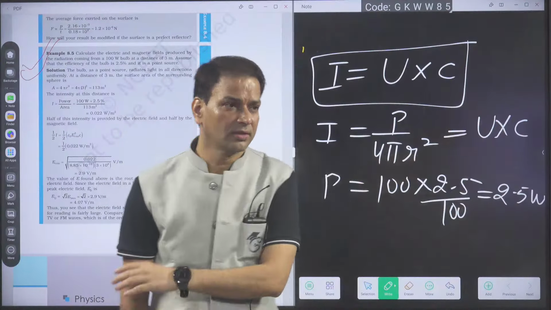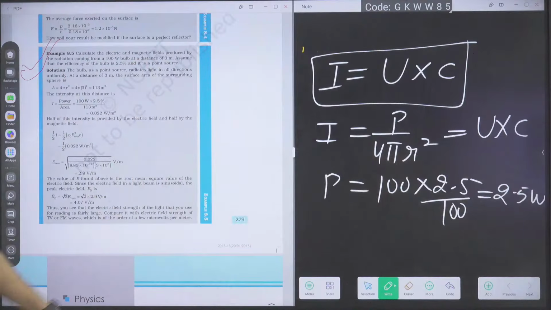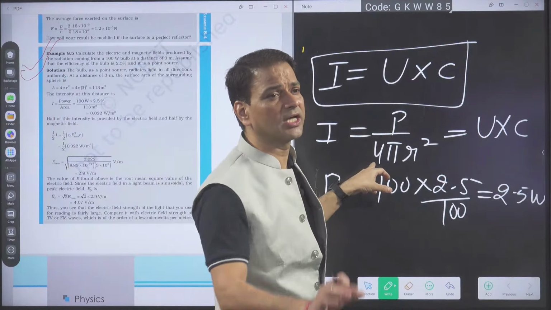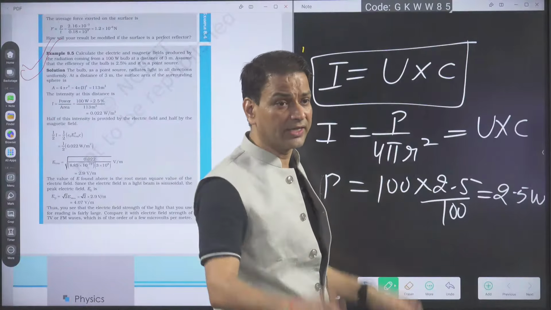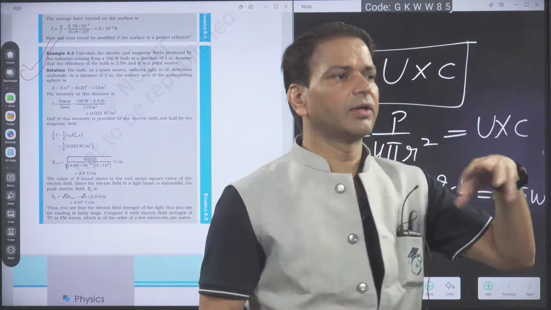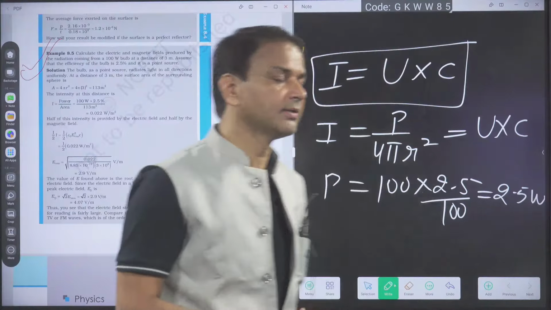Everybody got or not? Like that way we can do the problem. 4 pi, here epsilon naught will come. So 1 by 4 pi epsilon naught, directly we know 9 into 10 to the power 9. So pi and epsilon naught no need to put separately. They will come with the 1 by 4 pi epsilon naught. Okay.